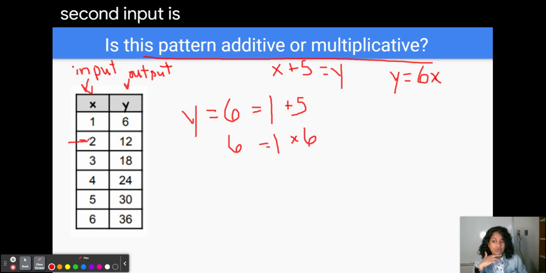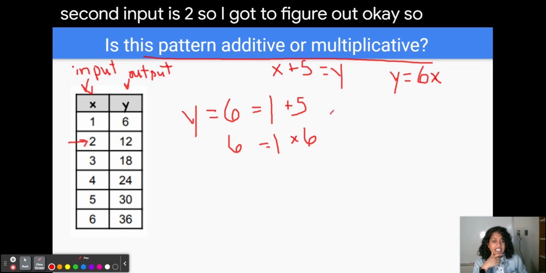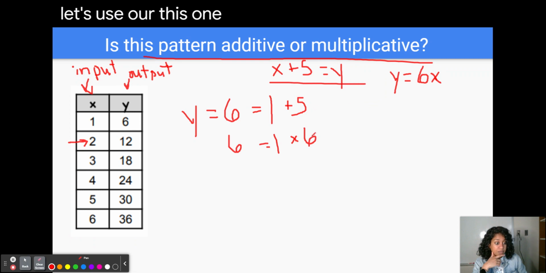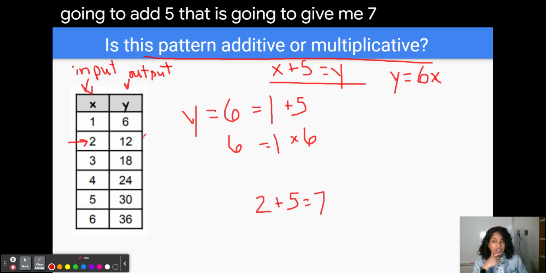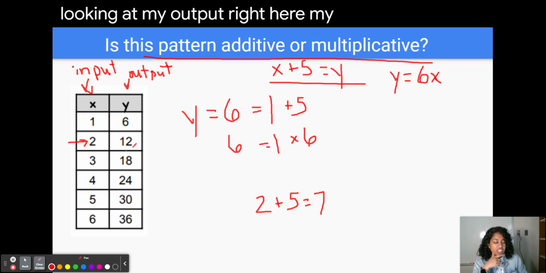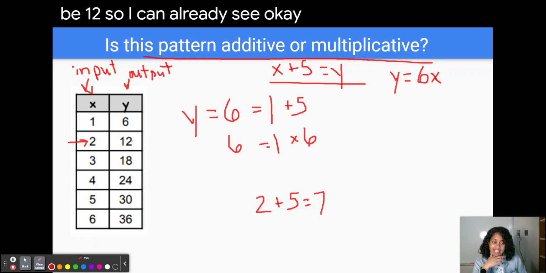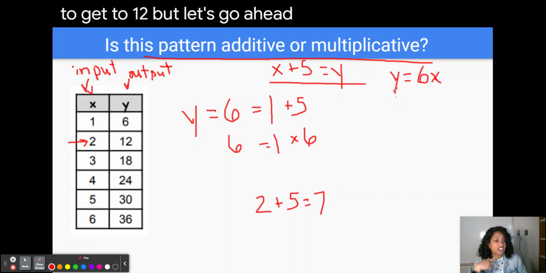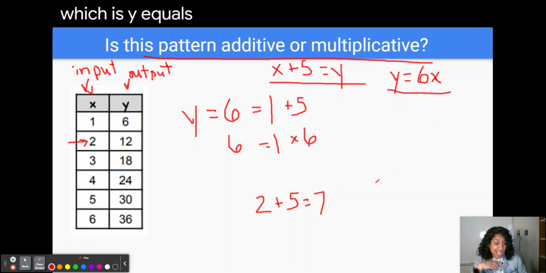I know my second input is 2. So let's use x plus 5 first. If I input x, which is 2, and add 5, that is going to give me 7. Looking at my output, it needs to be 12, so I can already see I can't add 5 to my x to get to 12. But let's try our second rule, which is y equals 6x. If I take 6 and multiply that times 2, that is going to give me 12.